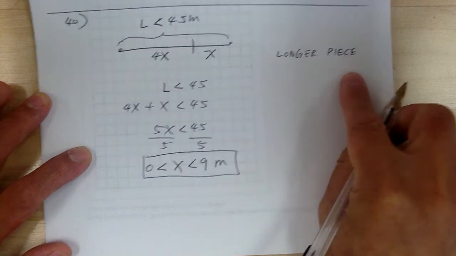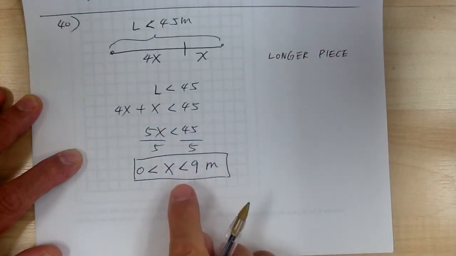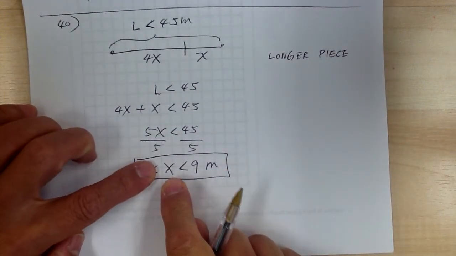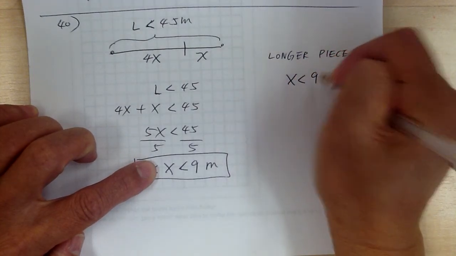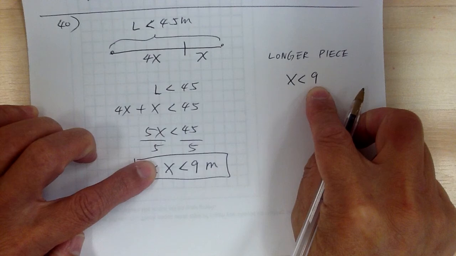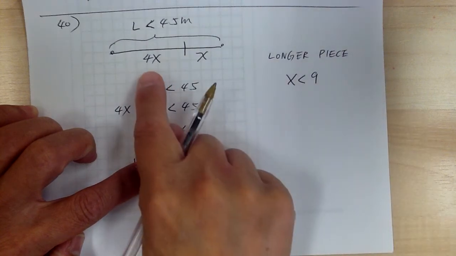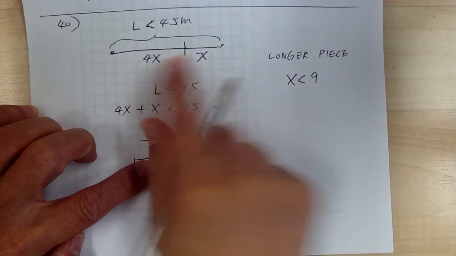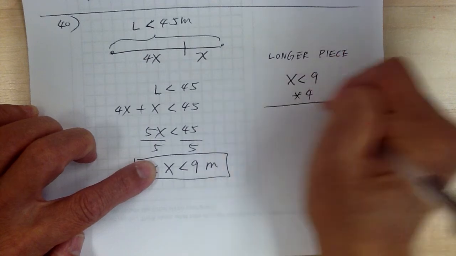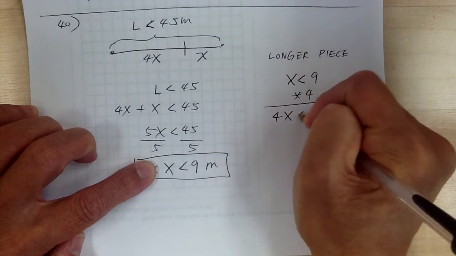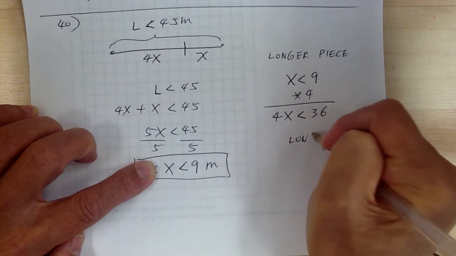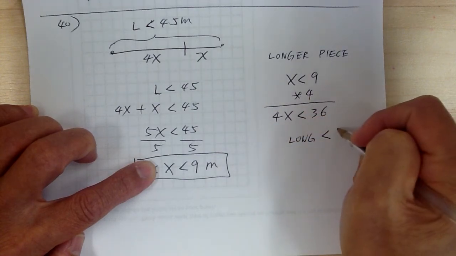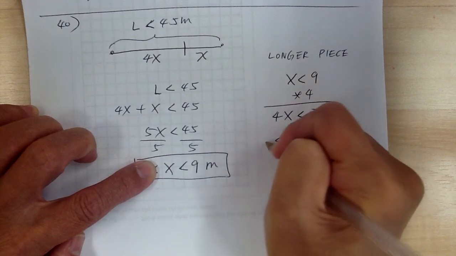So if they ask you for a longer piece, this is what you need to do. Remember what I said, right? When you have inequality, you must start with the inequalities, right? So you need to start with x. So once you get x is less than 9, okay? Then what you need to do is you have to get to here. The longer piece is 4x. So you need to multiply by 4. So you're going to get 4x is less than 36. So the long piece is less than 36, and it has to be greater than 0.